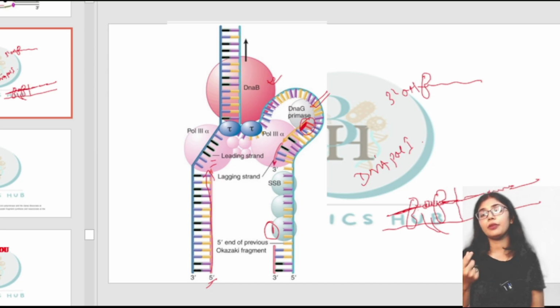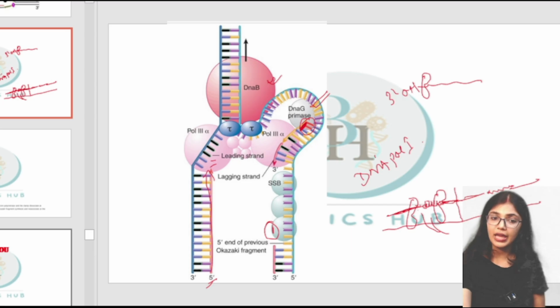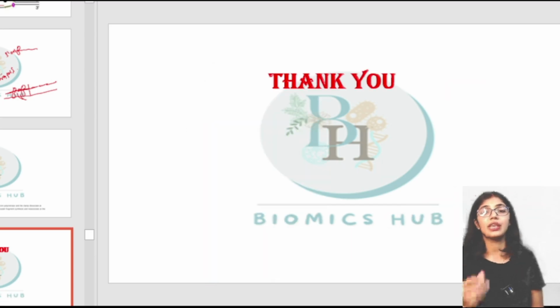Or we can say, due to the primers, there are certain places where the primer needs to be removed, and there will be filling of the DNA bases. This work is done by DNA polymerase 1 and DNA polymerase 3. This was all about how DNA replication takes place in the case of prokaryotes. In the next video, we will discuss how eukaryotic replication takes place.